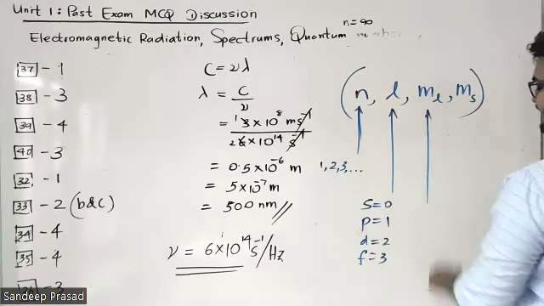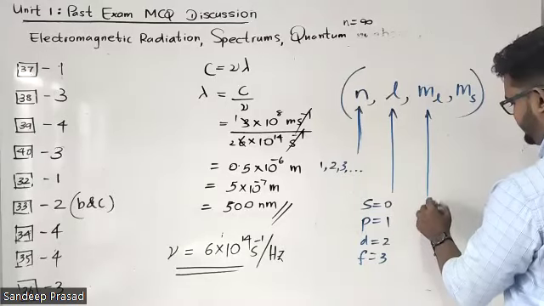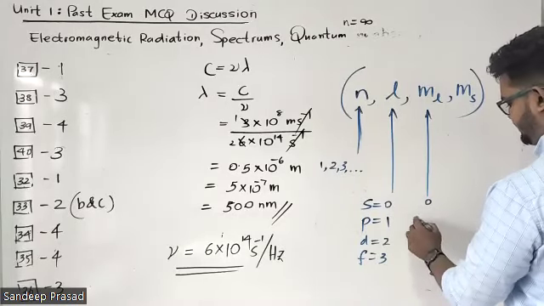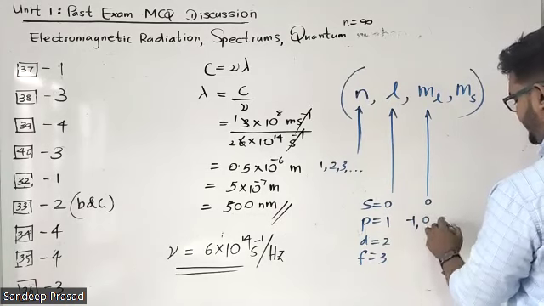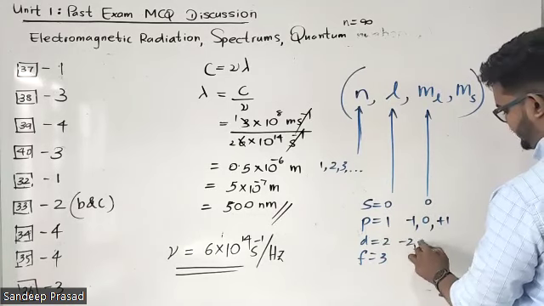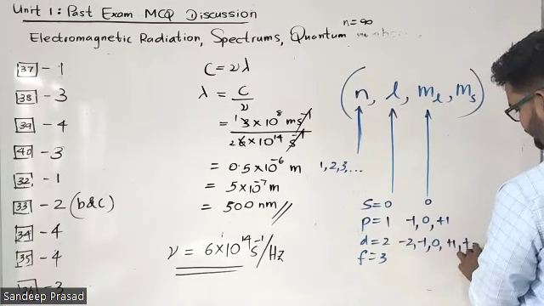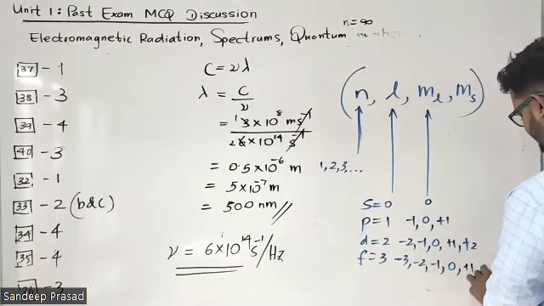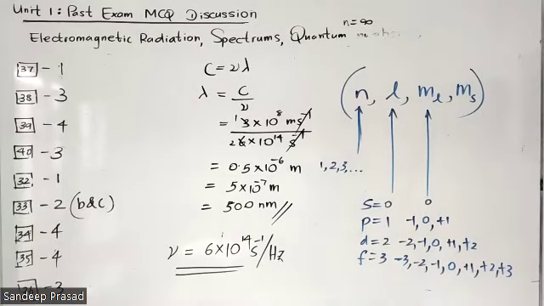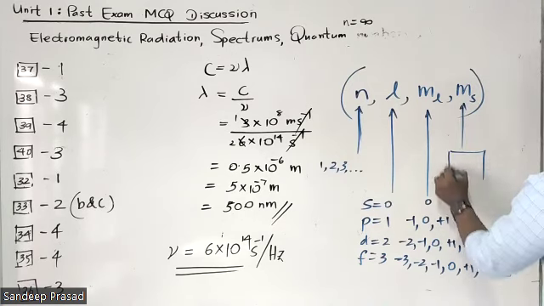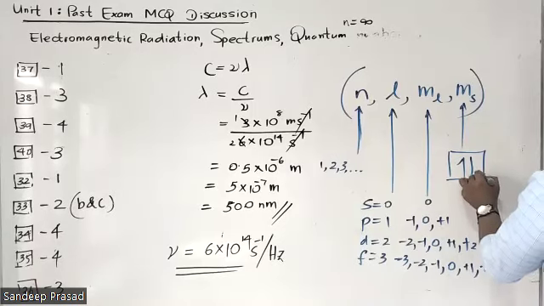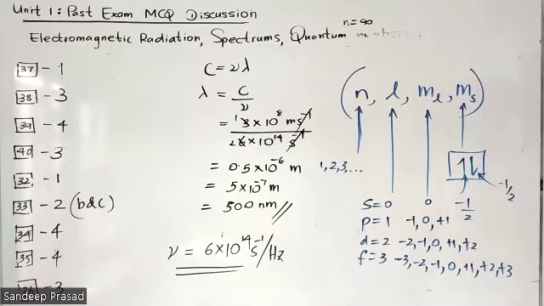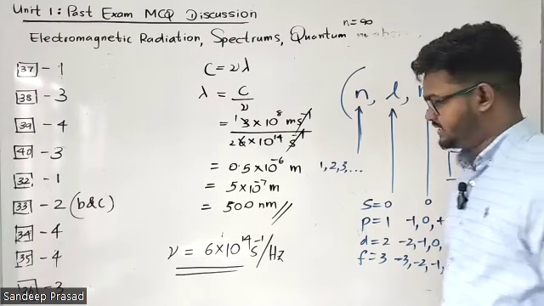Then we have the magnetic quantum number. When you consider the S sub-energy level, we have only 0. When you consider the P sub-energy level, since there are 3 P orbitals, minus 1, 0, plus 1. For the D sub-energy level, minus 2, minus 1, 0, plus 1, plus 2. For the F sub-energy level, minus 3, minus 2, minus 1, 0, plus 1, plus 2, plus 3. And then for the spin quantum number, in an orbital we know that there are 2 electrons. One has plus half and the other one has minus half. So these are the quantum numbers we learn as theory.